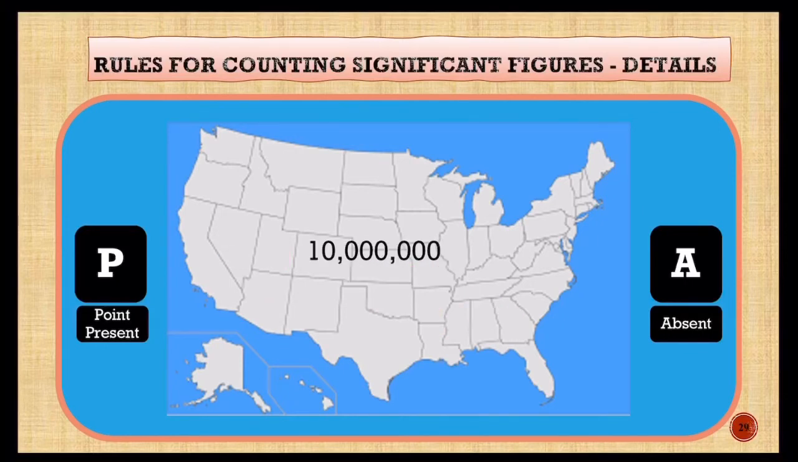Next, 10 million. 10 million has no decimal point. So the decimal point is absent. We will begin counting from the Atlantic side or from the right side. And you start counting at the first non-zero number. Well, the first non-zero number is 1. And that's it. We've reached the end. So that is 1 significant digit in this value.